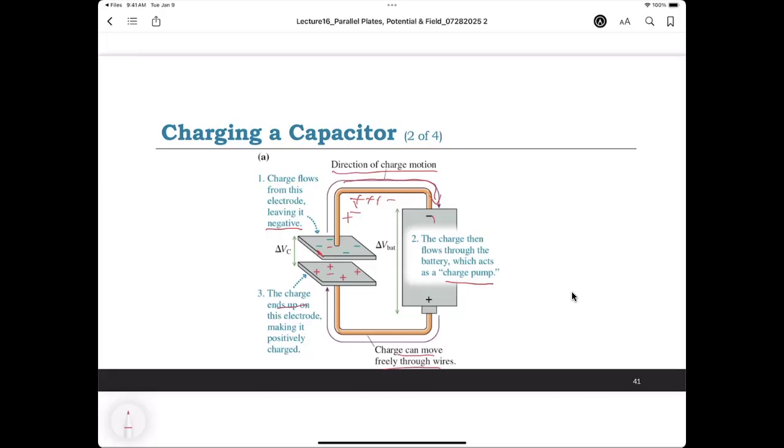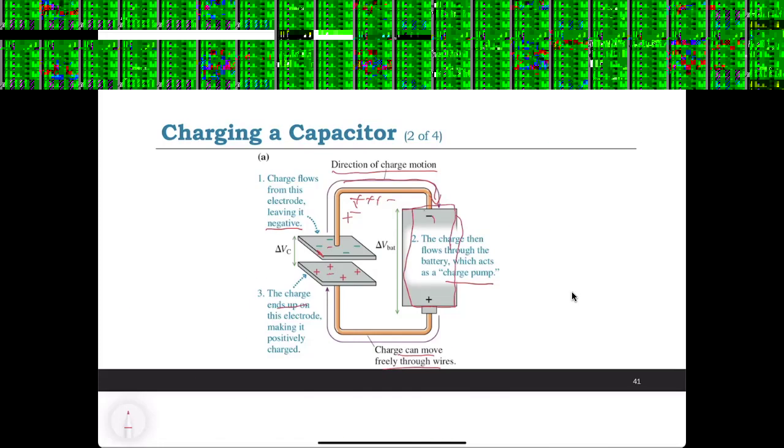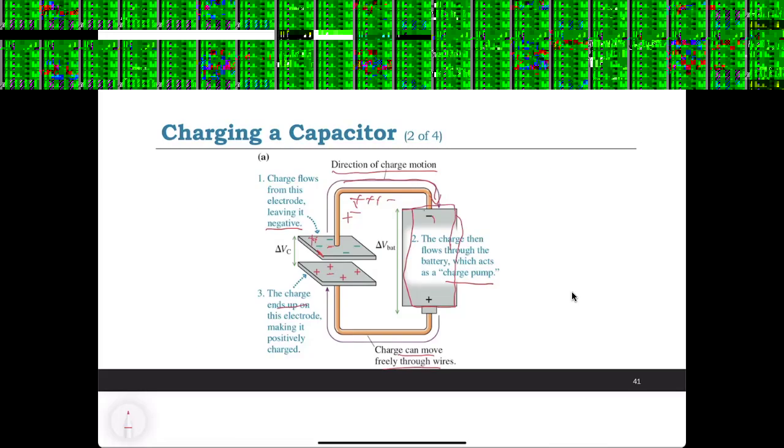Which means if you connect a battery here, the positive charge will flow from here through the battery and go to the positive plate, leaving the other one more negative. That makes sense to you. So the potential difference will become bigger.